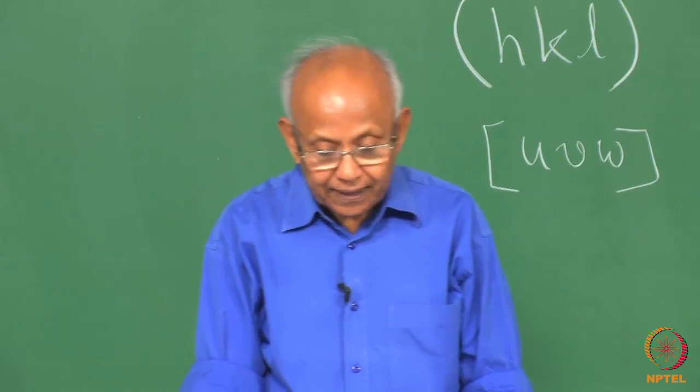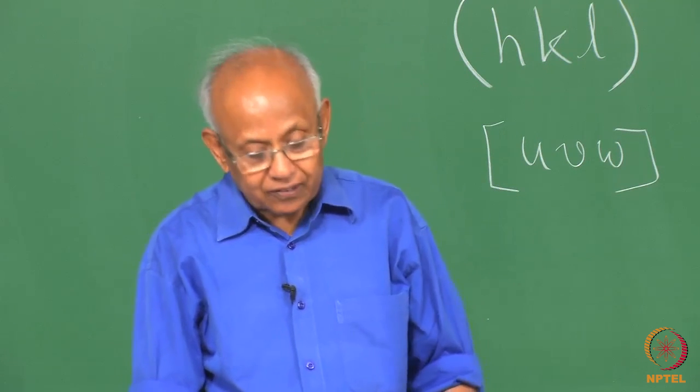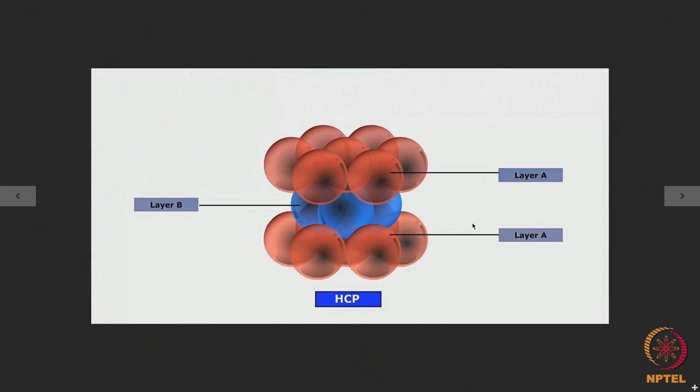Now, when you look at a hexagonal close packed structure, as we already found out, this can be built up by putting a layer A, on top of that a layer B, on top of that again a layer A, on top of that again a layer B, on top of that again a layer A. So, this continues as an A B sequence. This gives us an HCP crystal structure.